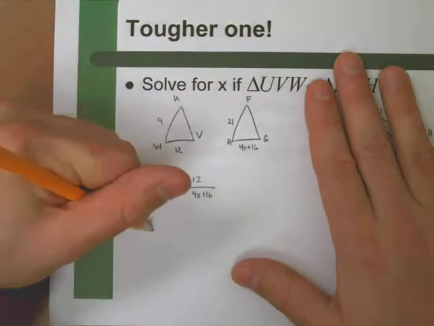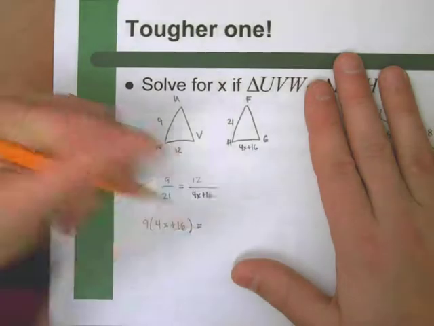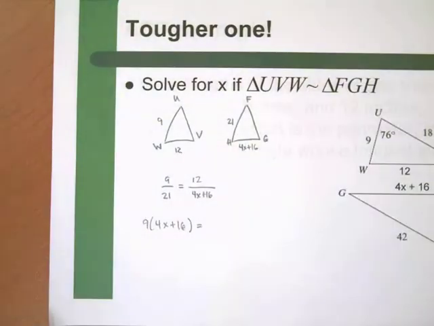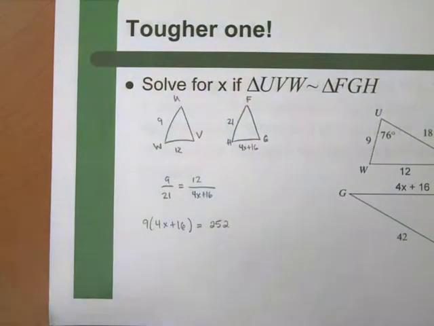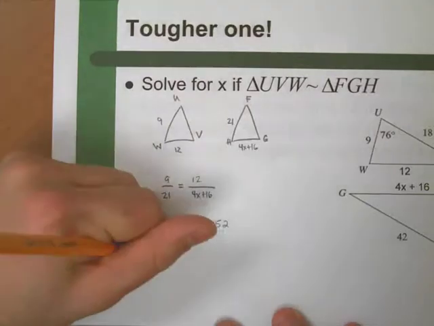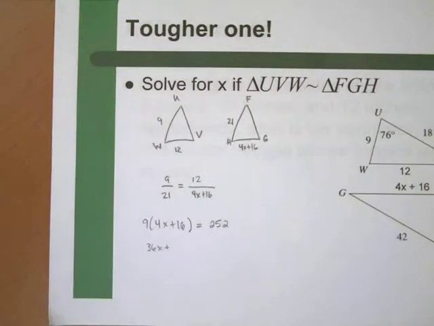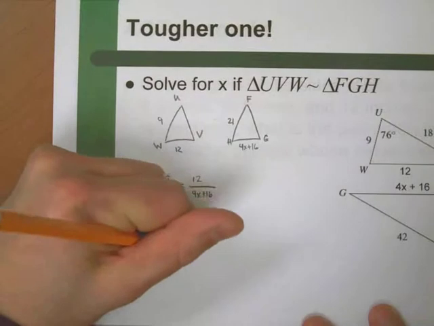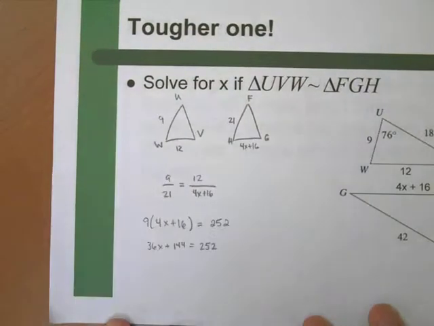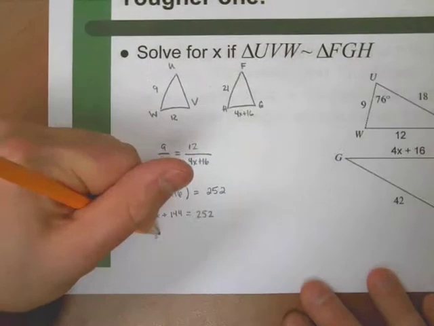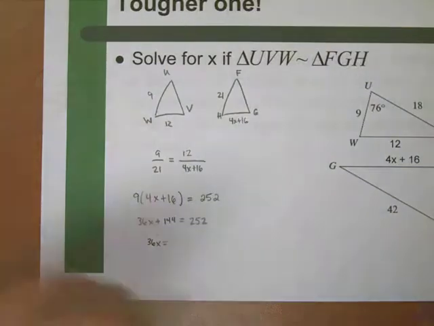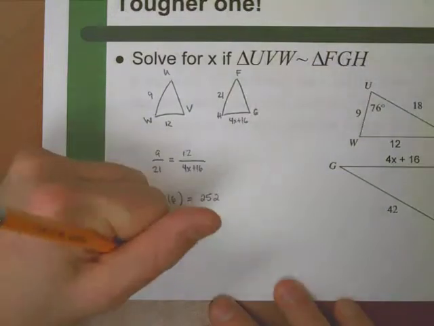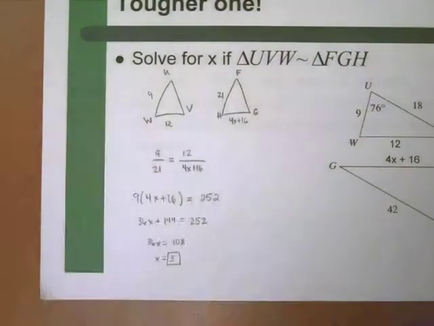On one side, we're going to have 9 times 4X plus 16. On the other side, we're going to have 21 times 12, which is 252. I'm going to distribute this out. That becomes 36X plus 9 times 16, which is 144. That's equal to 252. Let's subtract the 144. So 36X is equal to 108. Let's divide out the 36. That should give me 3. It does. X is 3.